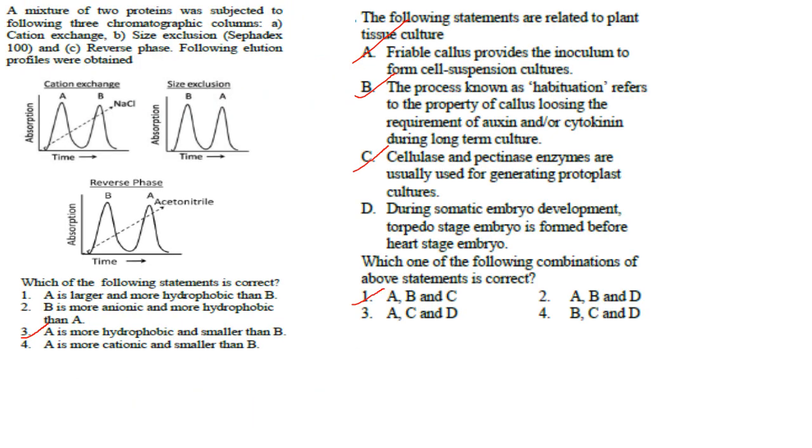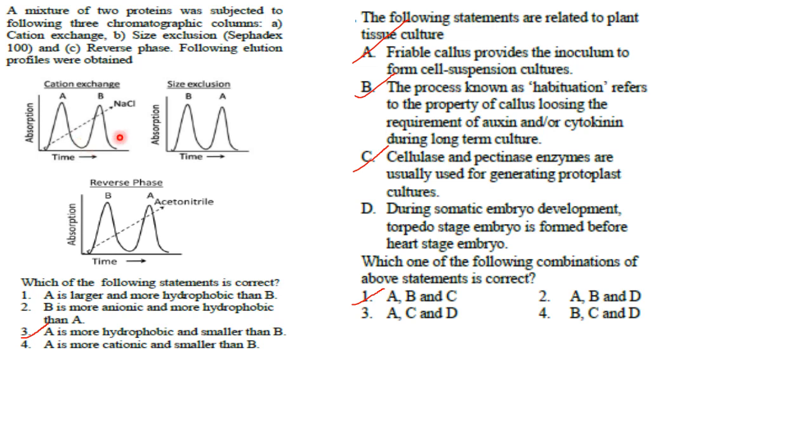Then next one. A mixture of two proteins was subjected to the following three chromatographic columns: A, cation exchange, B, size exclusion, Sephadex G-100, and C, reverse phase. So you all know the principle behind cation exchanger, size exclusion and reverse phase. I am not going into detail about all those things. They have been studied from your BSc level onwards. Following elution profiles were obtained.